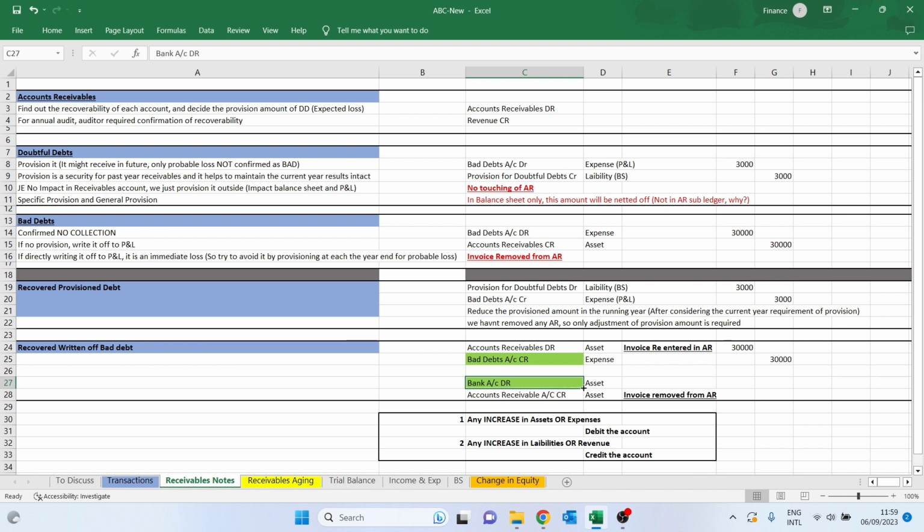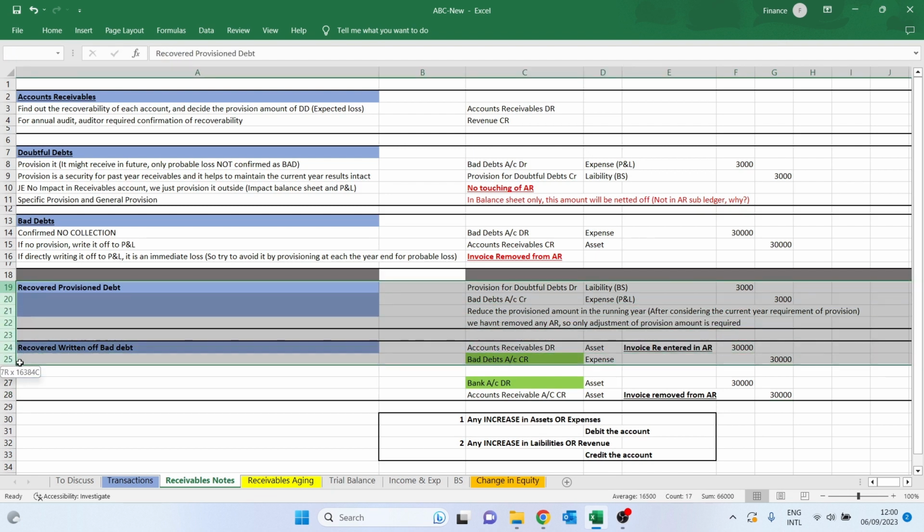While receiving, definitely the bank account, because the cash is coming to our account: 30,000 will be debited in the bank account because we received the money, and we will credit the 30,000 into AR, because that invoice we are going to remove since we received the money from the customer. This is an asset, and it is decreasing. Decreasing an asset means credit. So we have credited. This is the recovery entries.